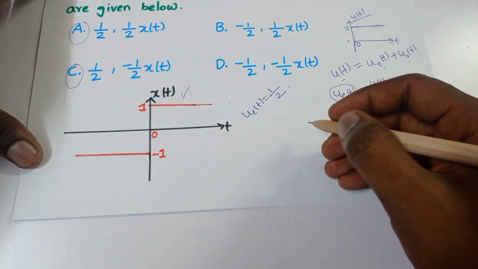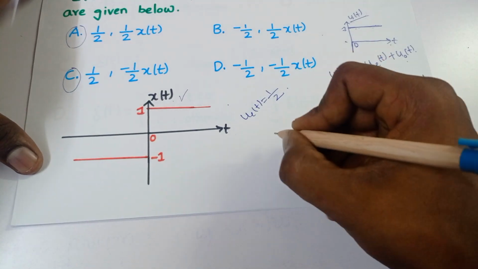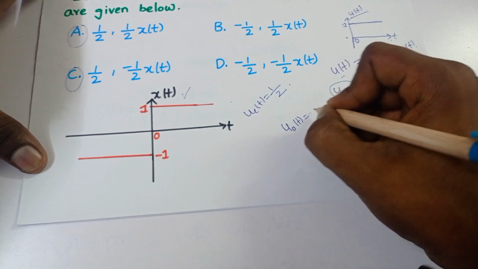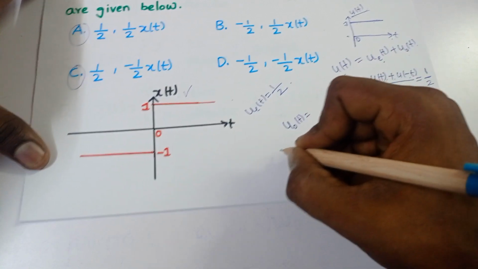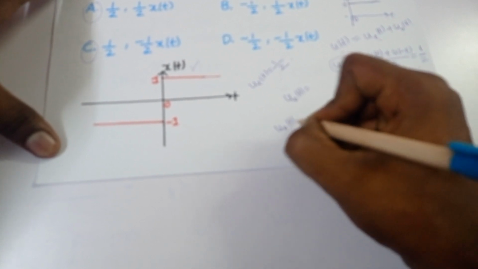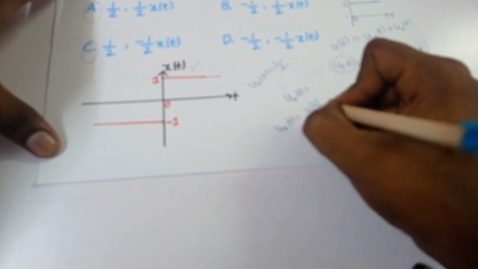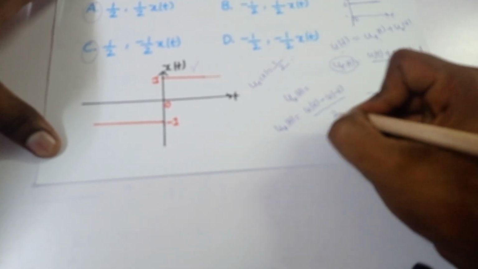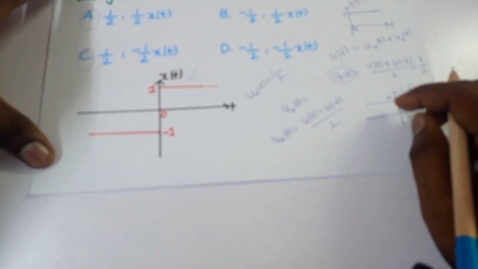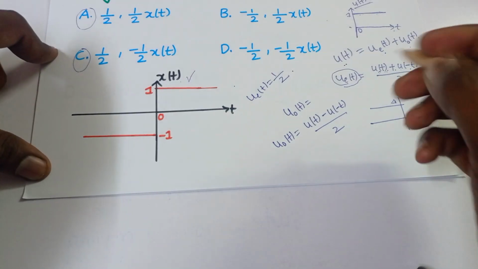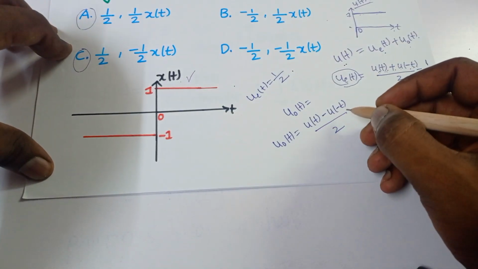For the odd part also there is one formula, that is, the odd part of u(t) is equal to [u(t) minus u(minus t)] by 2. Okay, this is the formula for finding the odd value of the unit step function.